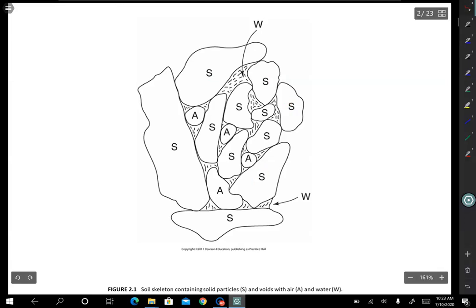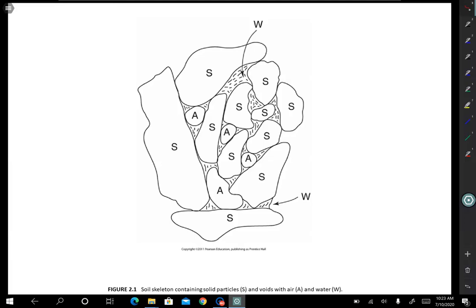Then you would have zones that are filled with water, like that zone right there, all of those little hatch zones. That's all filled up with water. And then you would also maybe have some air bubbles. So the A's are just little air bubbles in the soil. So it's a three-phase material. You've got three different types of phases all together here.